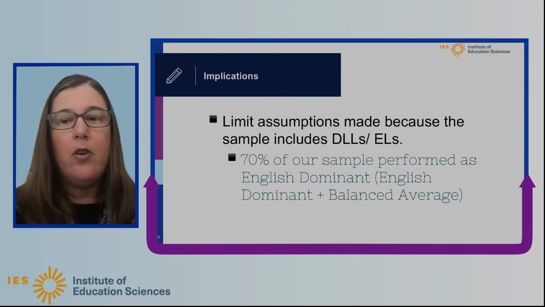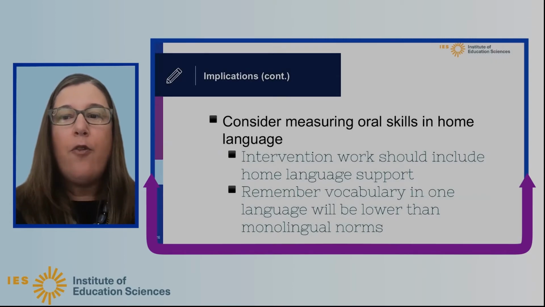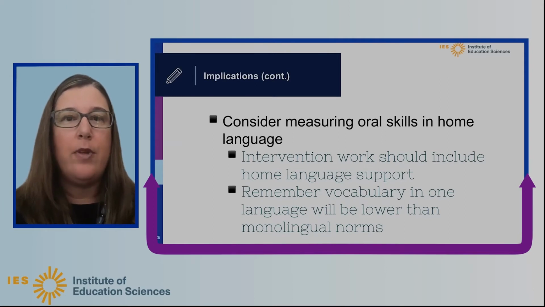For example, oral comprehension is still often stronger for DLL children in their home language, and oral comprehension is an essential skill for later reading comprehension. It is therefore important to consider measuring oral language skills in both the home language and English when DLLs are present in your sample. Intervention work with DLL should include home language support with curriculum delivery personalized to meet these more specific needs of different DLL learner profiles.